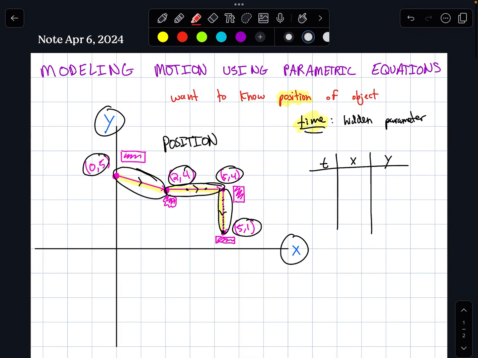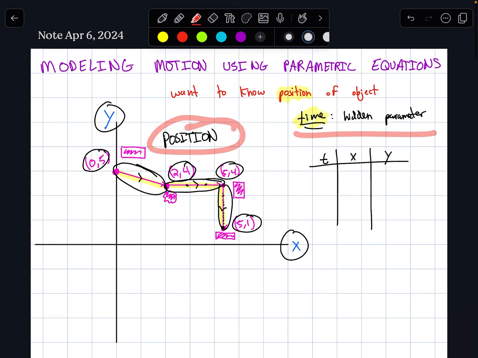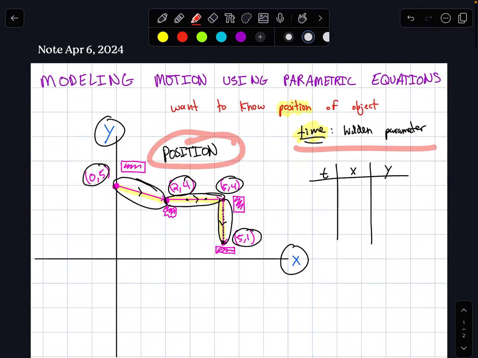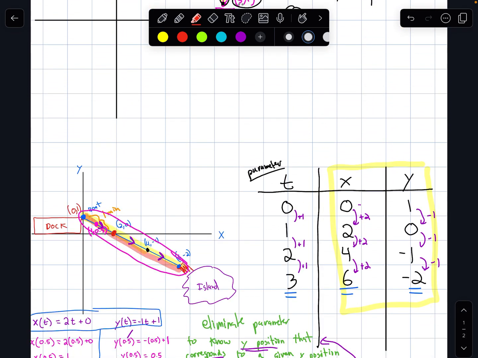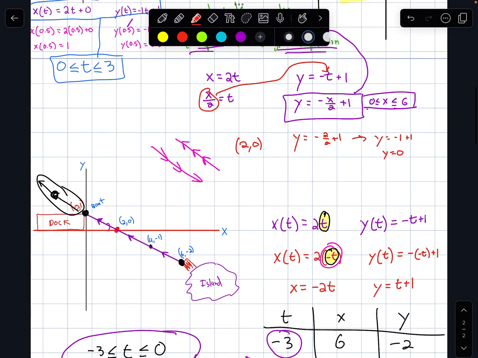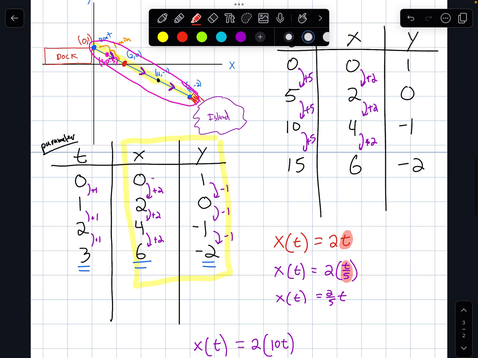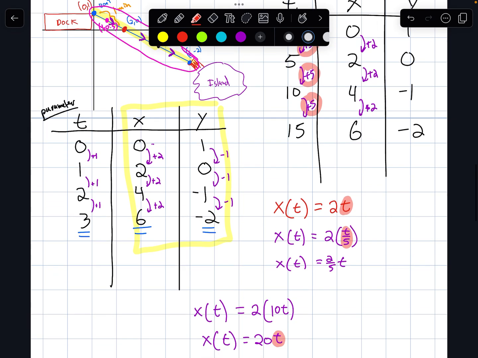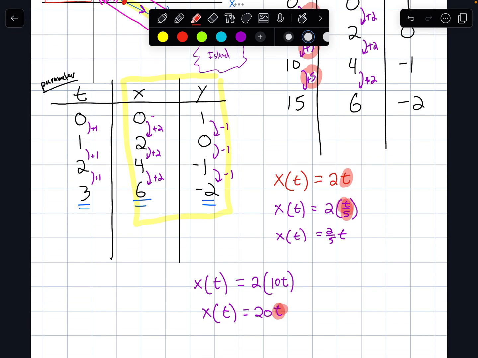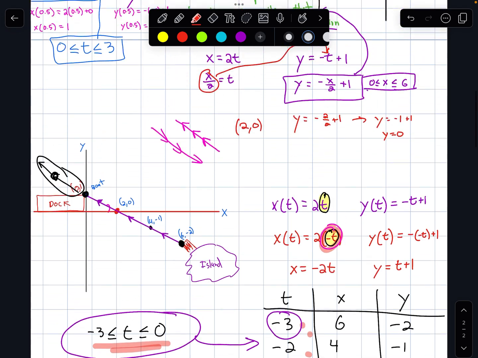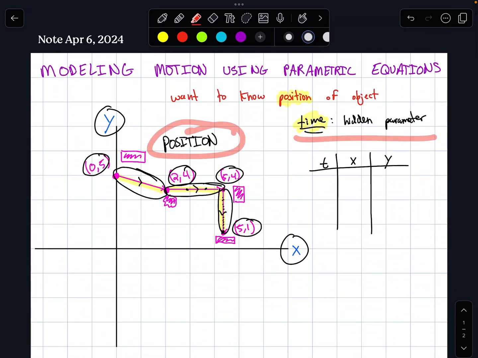So those are some of the basics of modeling motion using parametric equations. You have position, and a hidden parameter, time. Included in that will be a direction. We can modify the direction by making t negative, although for actual modeling, you might have to consider its domain and whether it actually makes sense. But you can also modify the speed that the path is tracing by modifying the time component. And those are the main ideas to start for modeling motion with parametric equations.